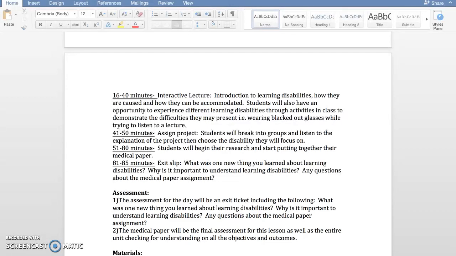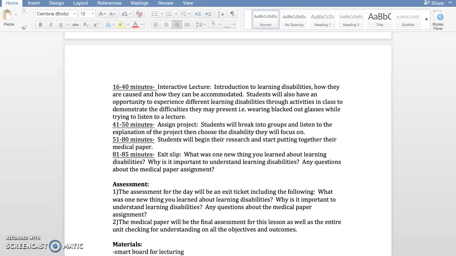Students will also have an opportunity to experience learning disabilities, something possibly like wearing blacked out glasses so they can't see, kind of to simulate being blind, maybe putting on muffled headphones so they can't hear, something like that, just to give them a better understanding of what it might be like.